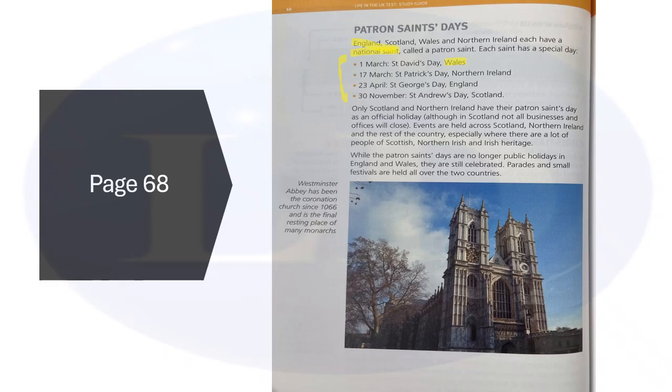Then the 17th of March is St. Patrick's Day, which is the patron saint of Northern Ireland. And then the 23rd of April is St. George's Day, which is the patron saint of England. And 30th November is St. Andrew's Day, which is the patron saint of Scotland. So it's easy to remember these last two.